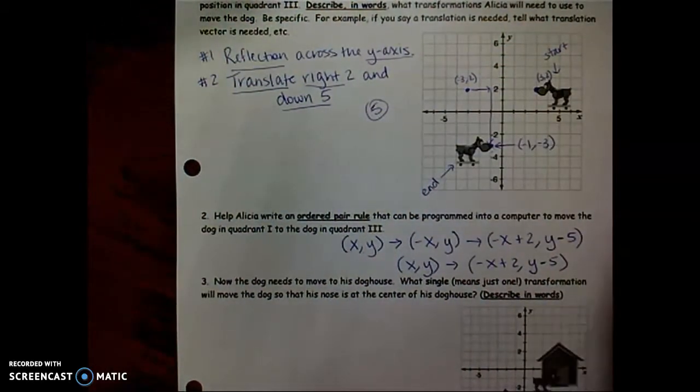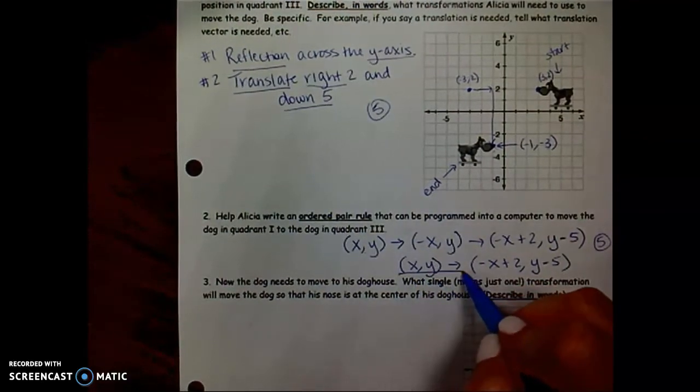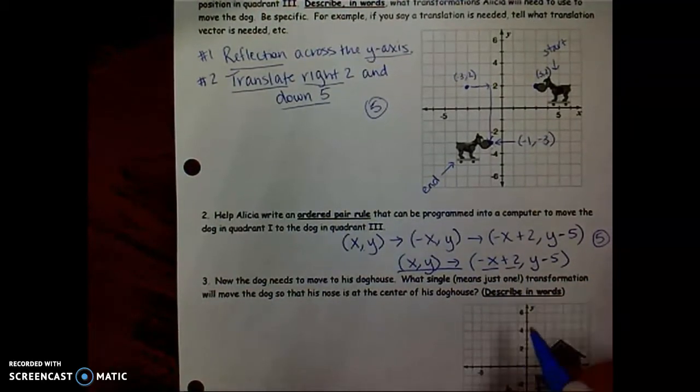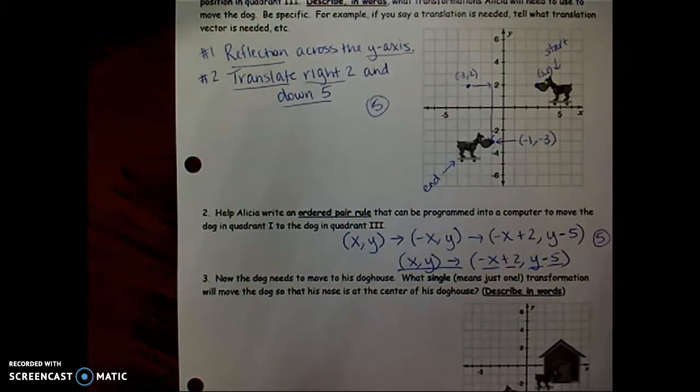The number 2 was also worth 5 points. 1 point just for getting this XY arrow part. And then the opposite of X was a point, adding 2 was a point, a regular Y was a point, and -5 was a point. So that's where all those points came from.